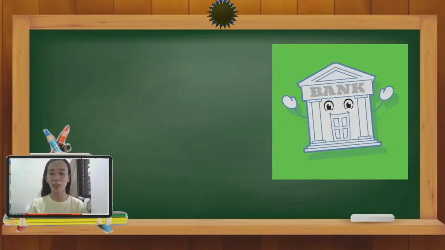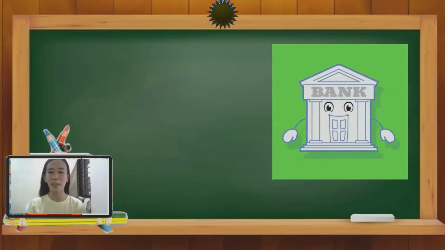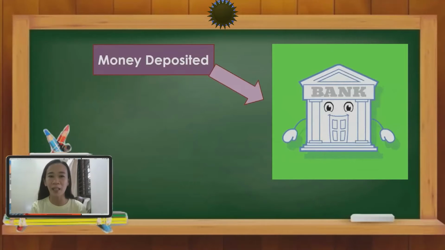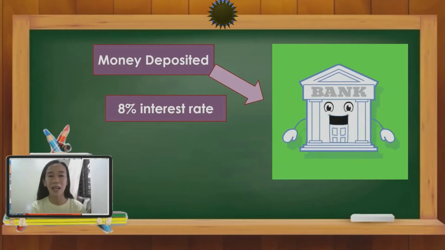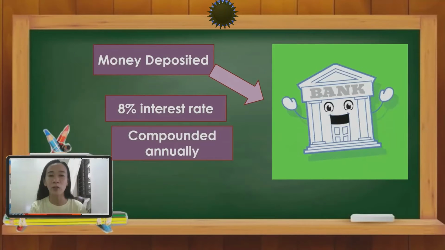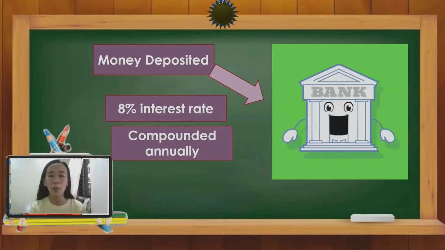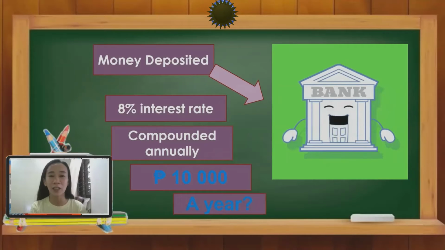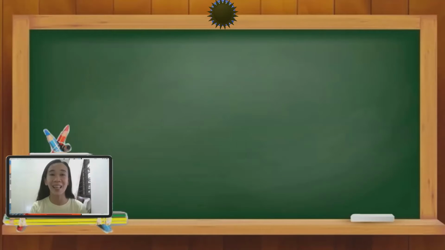Okay, let's go back to our topic. We have here a bank. Hey, I would like to deposit money in a bank. It has an 8% interest rate and compounded annually. How much will I earn if I deposited 10,000? How much will it be after a year, or after 2 or 3 years? Let us check this chart.